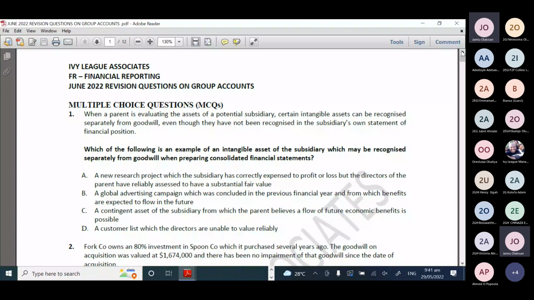Okay, so let somebody read the first question for us so that we can tackle it together. Anybody, please read question 1.